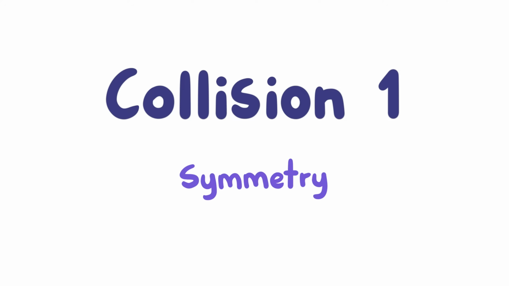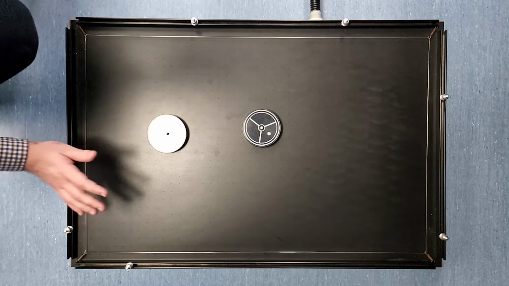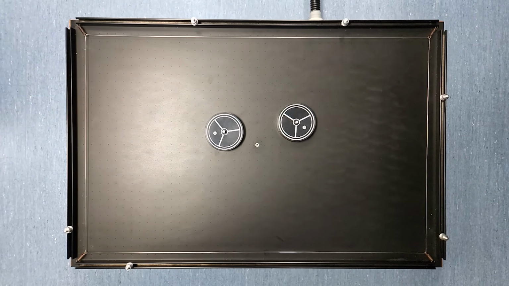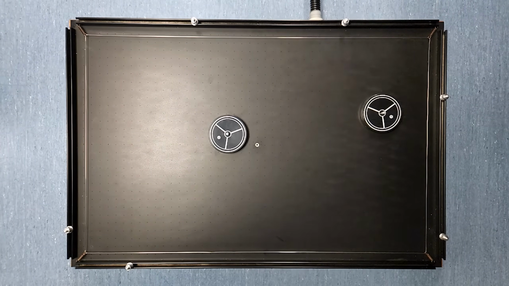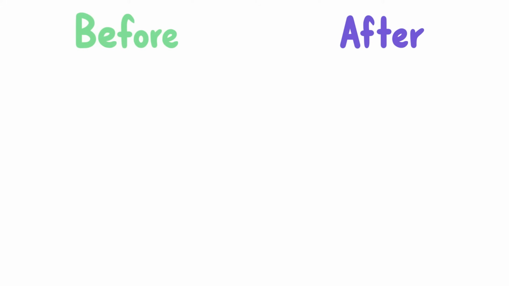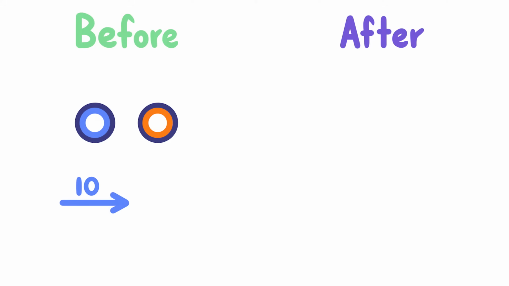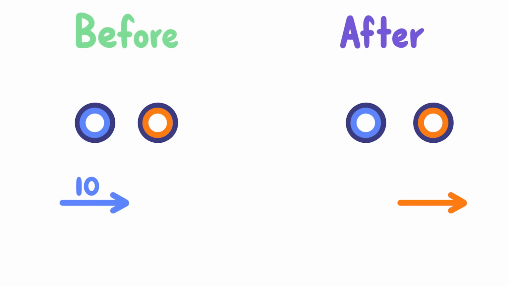Collision 1, Symmetry. While the transfer of momentum in this collision may seem unintuitive, approaching this idea mathematically, imagining a puck moving right with a velocity of 10 towards a stationary identical puck, post-collision, the first stops, and the second moves right with a velocity of 10.